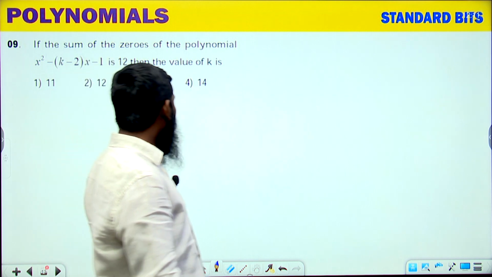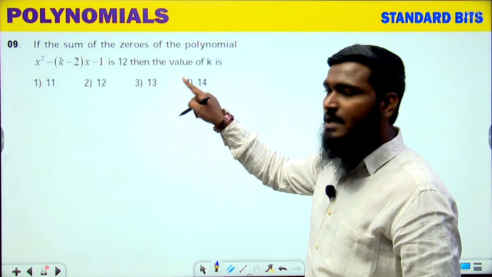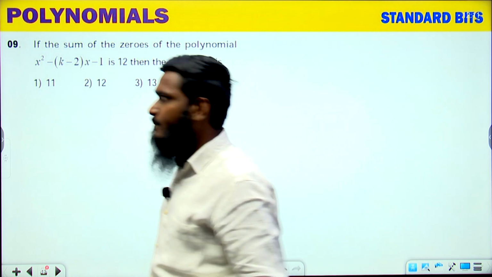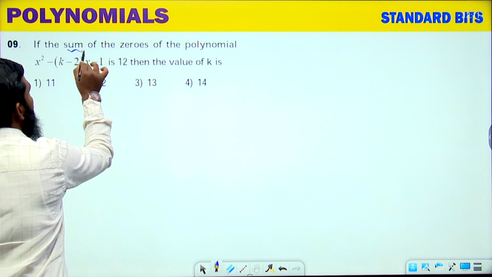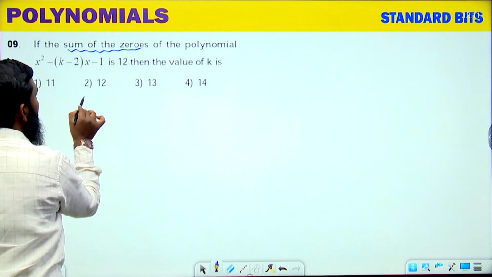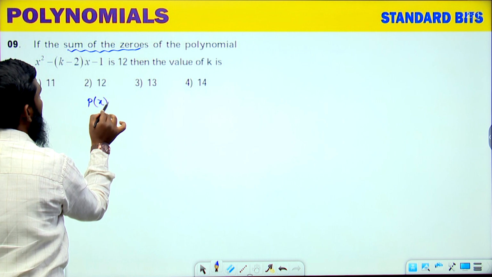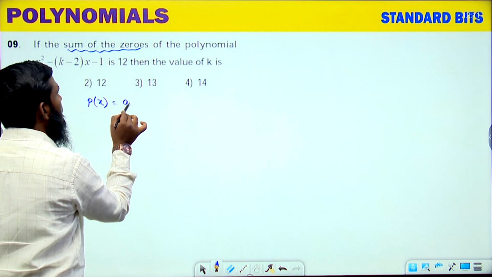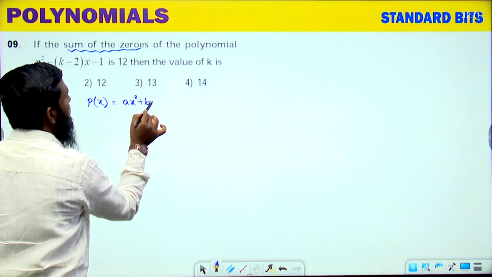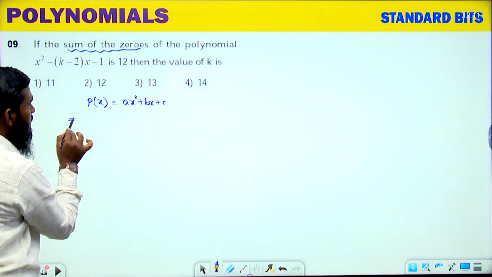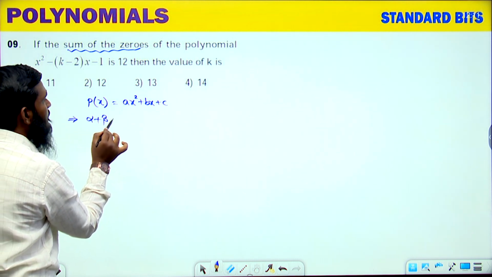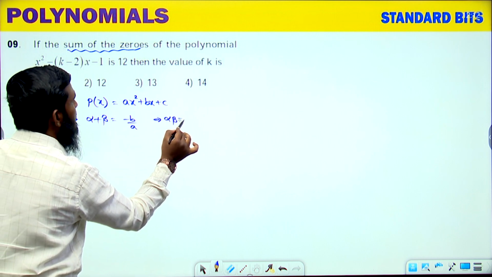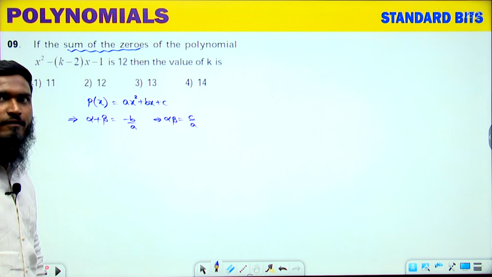The next one: if the sum of the zeros of the polynomial x square minus (k minus 2) into x minus 1 is 12, then the value of k is equal to? Now the sum of the zeros has already been given. Listen carefully. Whenever we take a quadratic polynomial, because x square is given, that is ax square plus bx plus c. For this I have already told you two formulas: alpha plus beta is equal to minus b by a, and alpha into beta is equal to c by a.